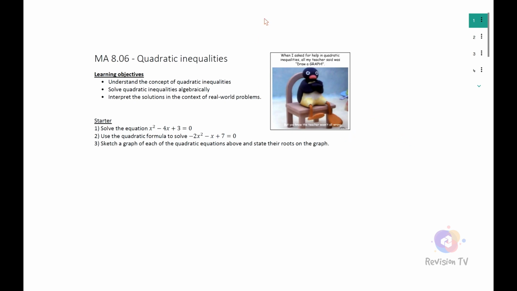Now, this meme actually comes from mainly my personal experience. When a student asks me how to do quadratic inequalities, given I've taught them in the lesson, and then they ask me again, the first question I ask them is, "Have you drawn the graph?" And then, yeah. Anyway, have a go with the starter questions.